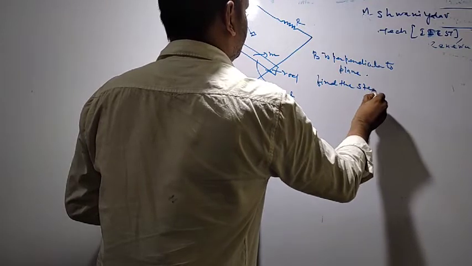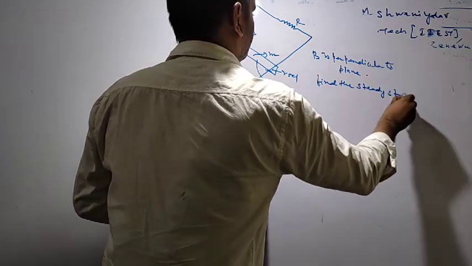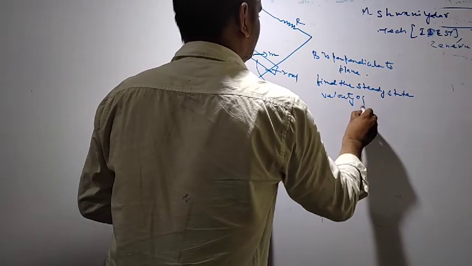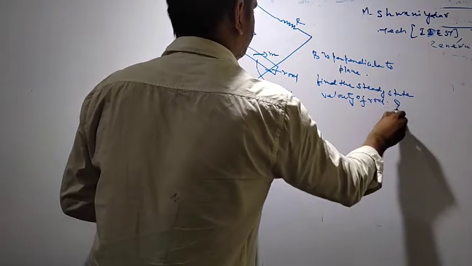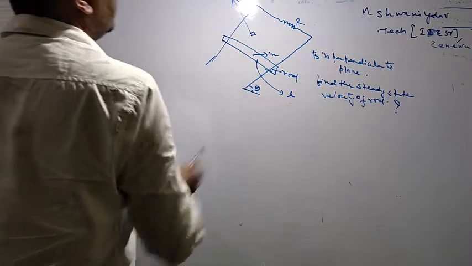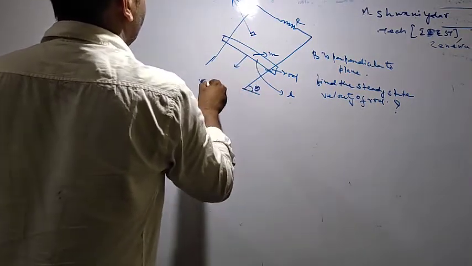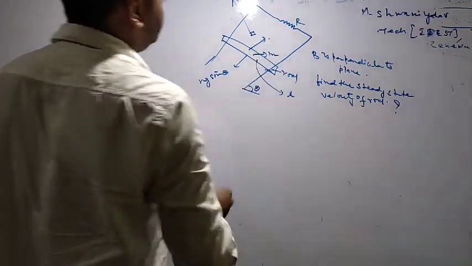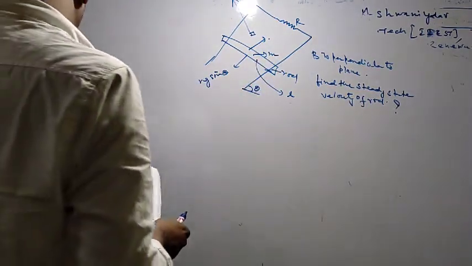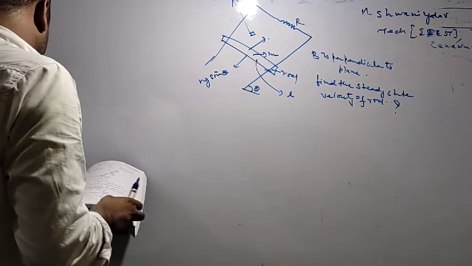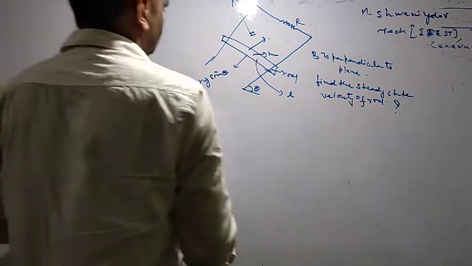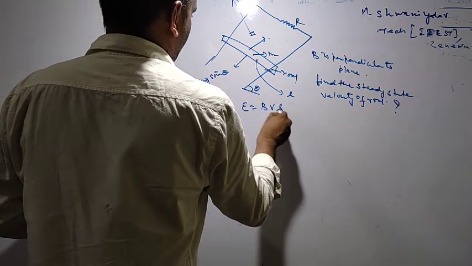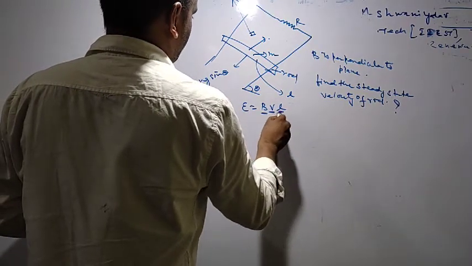Find the steady state velocity of the rod. This is your question. Okay, so it is inclined, of course. We have forces, you can write this one, and here magnetic force will act on it. We know that the EMF due to motion is V B L, B is given, B L.